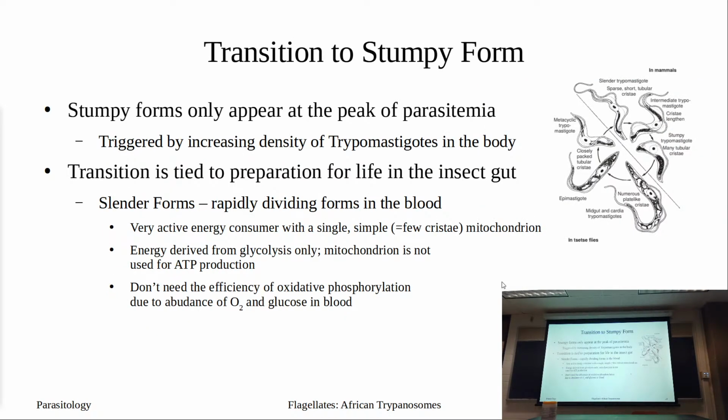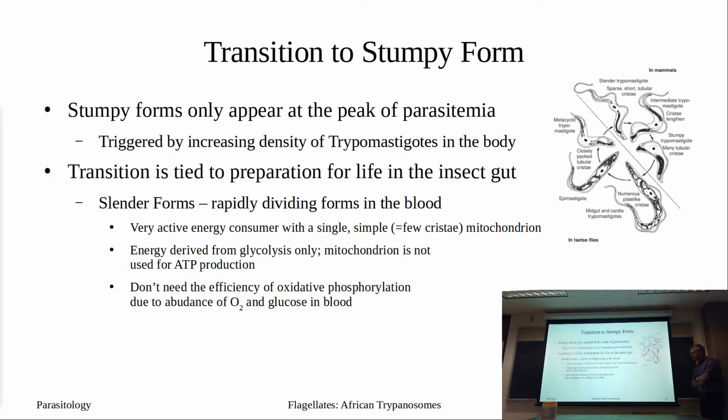So the stumpy form only appears at the peak of the parasitemia. So the parasitemia is the phrase that basically quantifies how many parasite individuals are in the host. So high parasitemia, you have a very large number of parasite individuals in the host. Low parasitemia is a very low number.